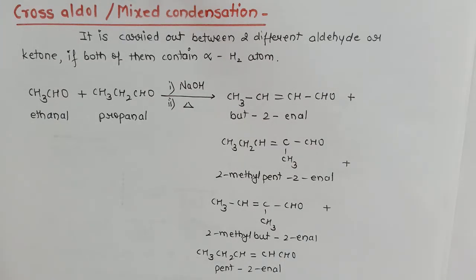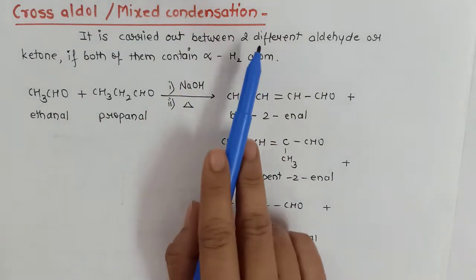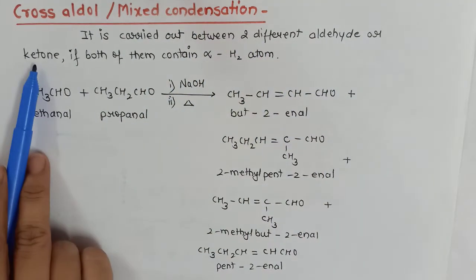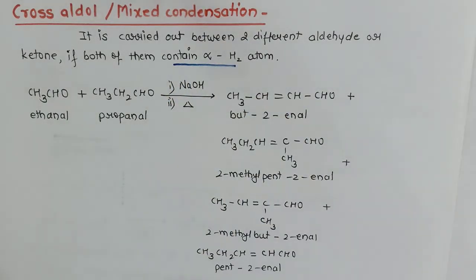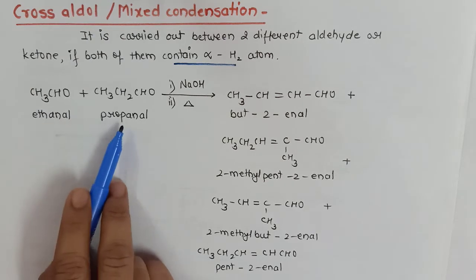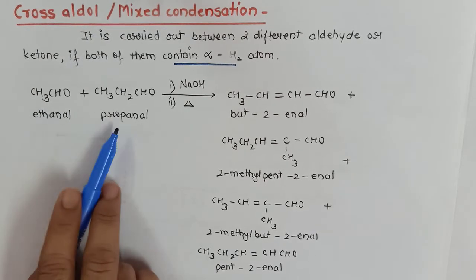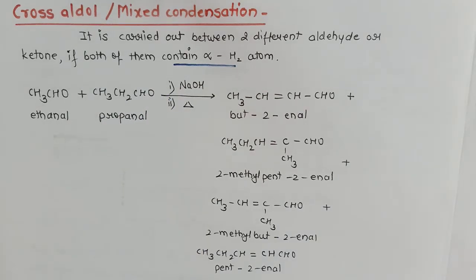So in cross aldol or mixed condensation reaction, we are carrying out this reaction between 2 different aldehydes or ketones, provided that the presence of an alpha hydrogen atom is a must condition in both carbonyl compounds. So here I have taken the example of ethanol and propanol. When ethanol and propanol are treated with each other in presence of alkali like sodium hydroxide, this is a hint, this is a trick that you must remember.